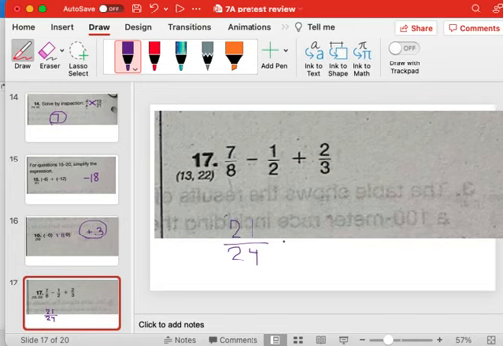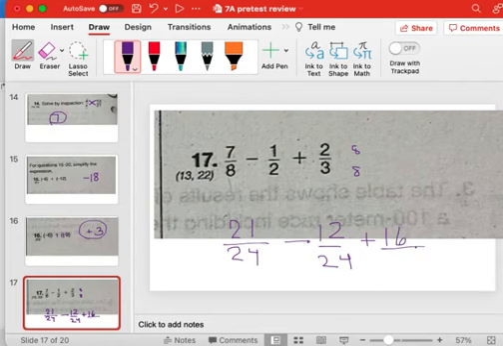Okay, and what would 1/2 be if we put it over 24? 12? Okay. 12 over 24. And what would be 3 into 24 is 8, so we're going to multiply by 8 over 8, aren't we? So that's going to be 16 over 24. All right, so now we have the same denominator.